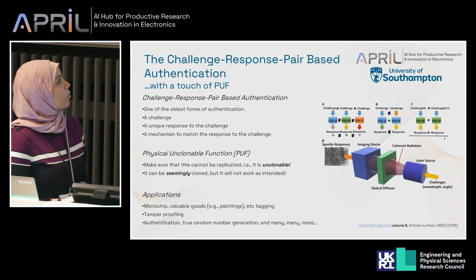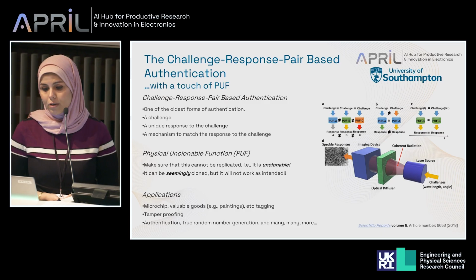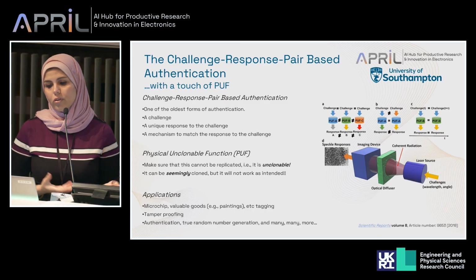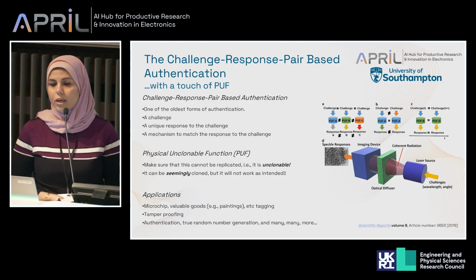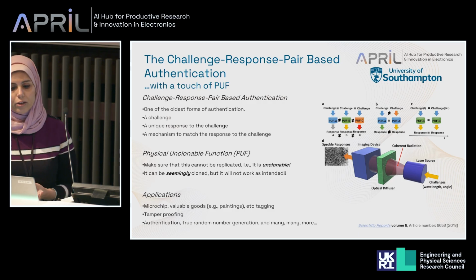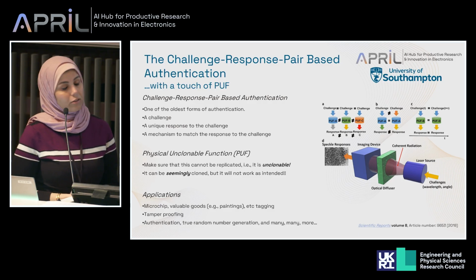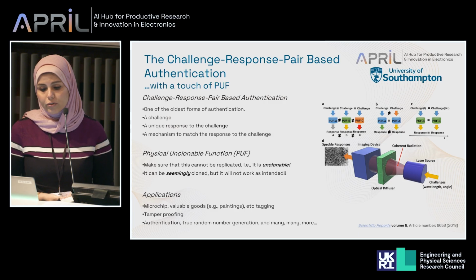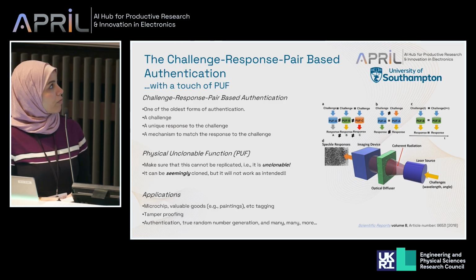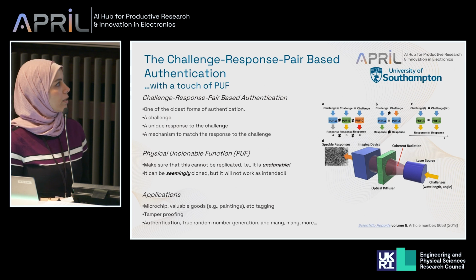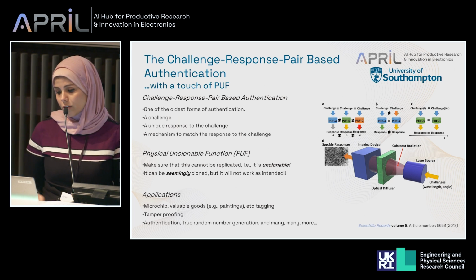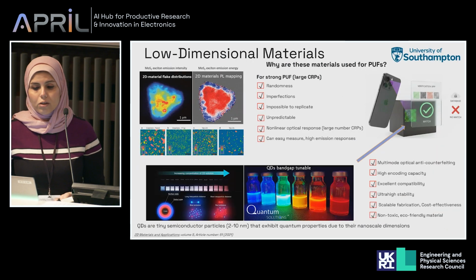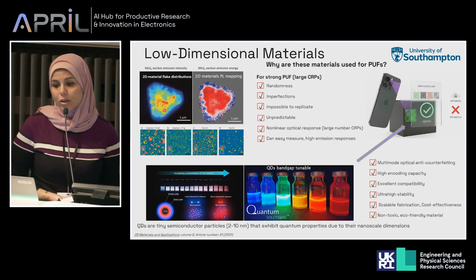The challenge-response pair is a PUF system, which is, as I said, one of the oldest forms of authorization. It is based on a challenge, a unique response, and a mechanism to match challenge and response. There are a lot of different applications based on PUF systems, which are microchip tamper-proofing, authorization, true random number generation, and so on. So in my research, I use low-dimension materials.